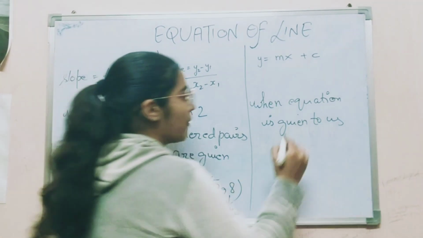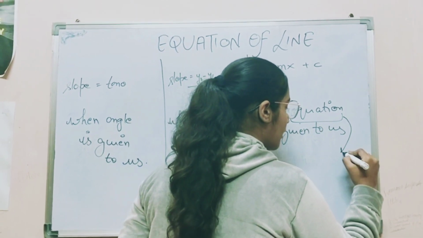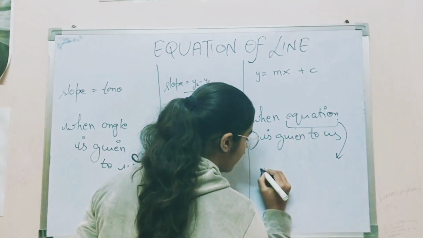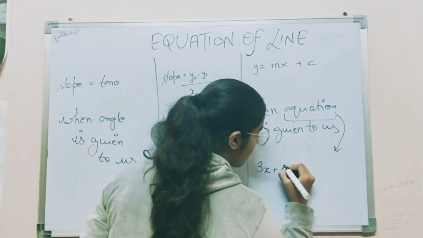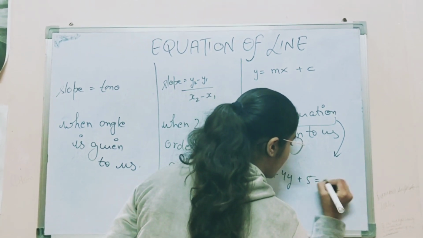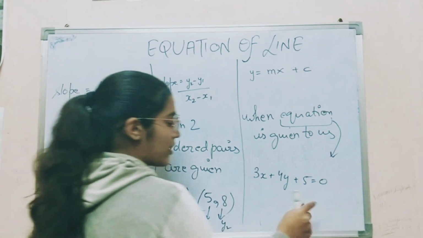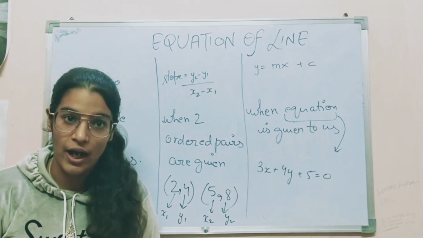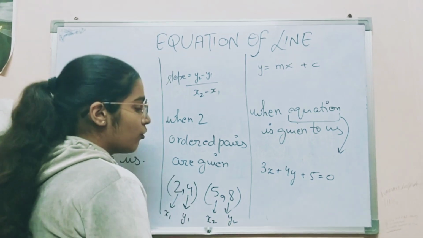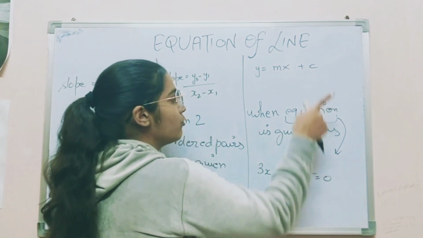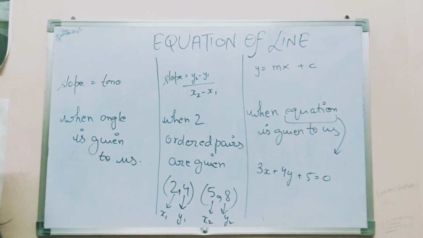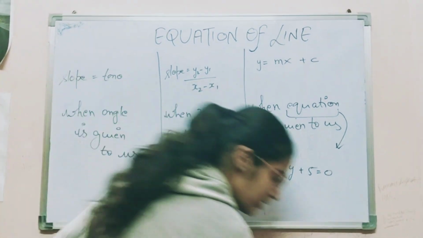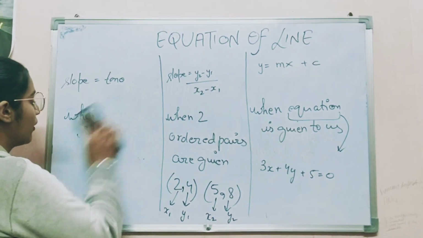Now what do you mean by the word equation? Here equation means that 3x plus 4y plus 5 equals to 0. Suppose that in the question this equation is given to us, and from this equation we have to find slope. So to find the slope of this equation we are going to use this formula. So let me give you some examples so that it will be more clear to you all.